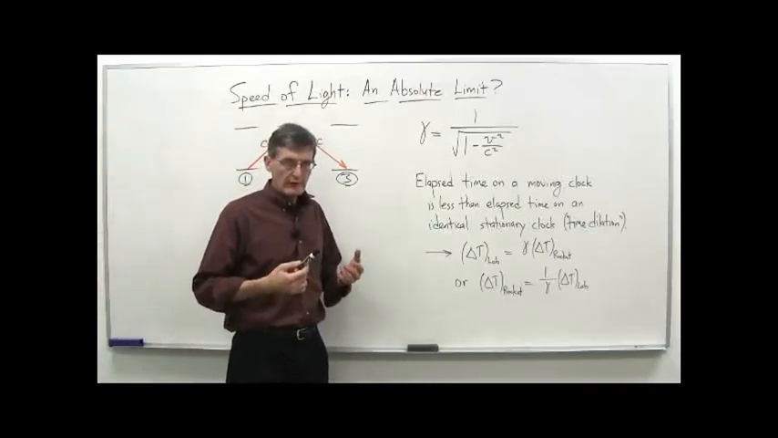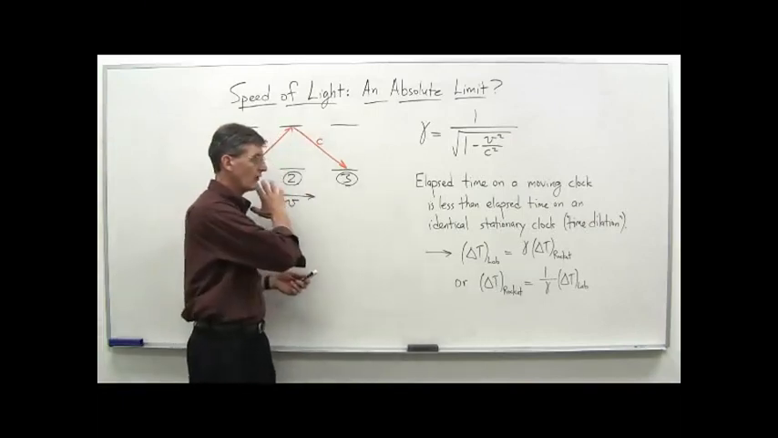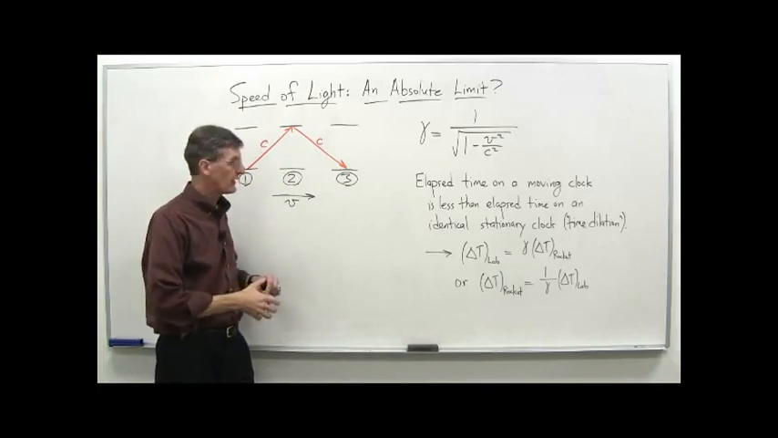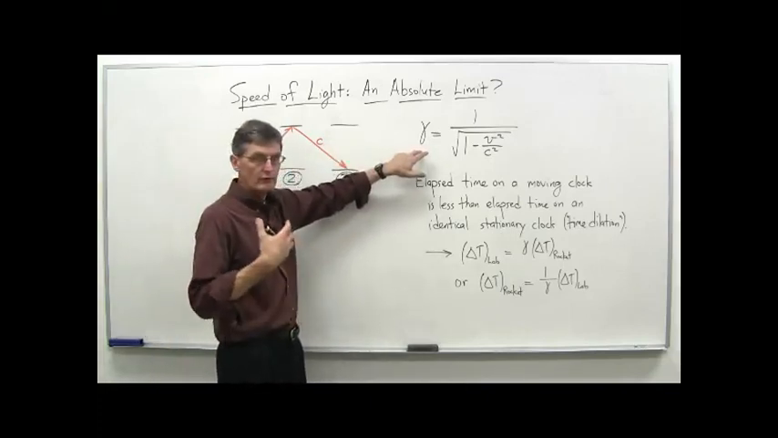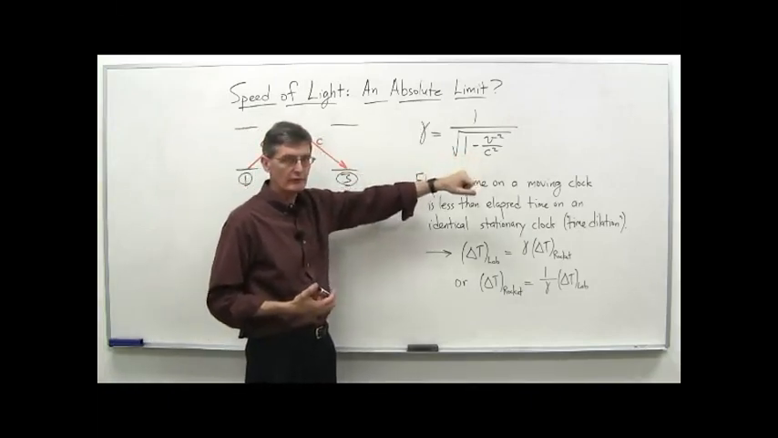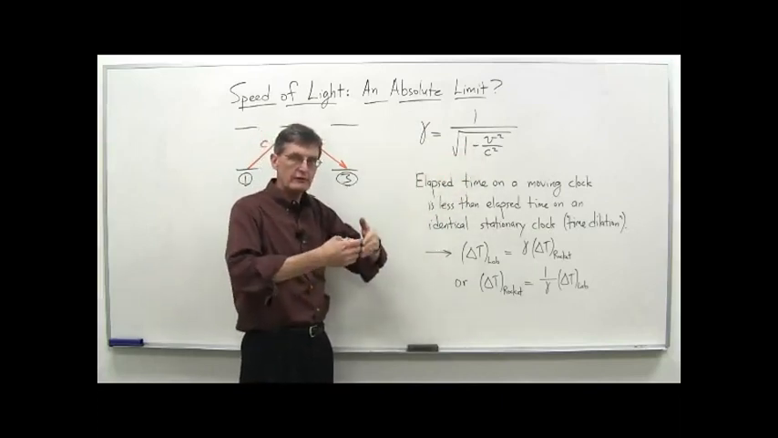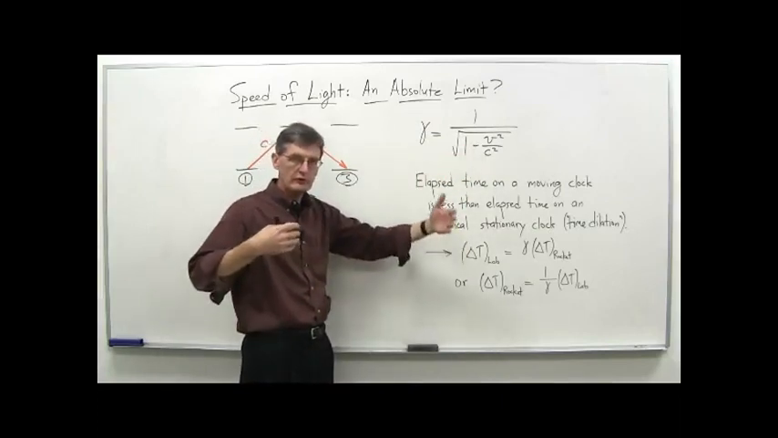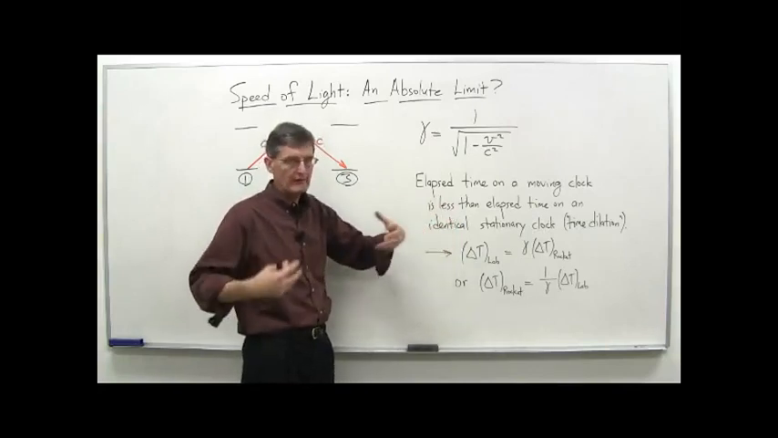Let's say a few words about the speed of light as an absolute speed limit, using our light clock as an example. Remember, we derived our expression for the Lorentz factor gamma in this form: 1 over the square root of 1 minus v squared over c squared. Clearly, there is a problem here if, remember, v is the relative velocity between two inertial reference frames. We've been using Alice and Bob.